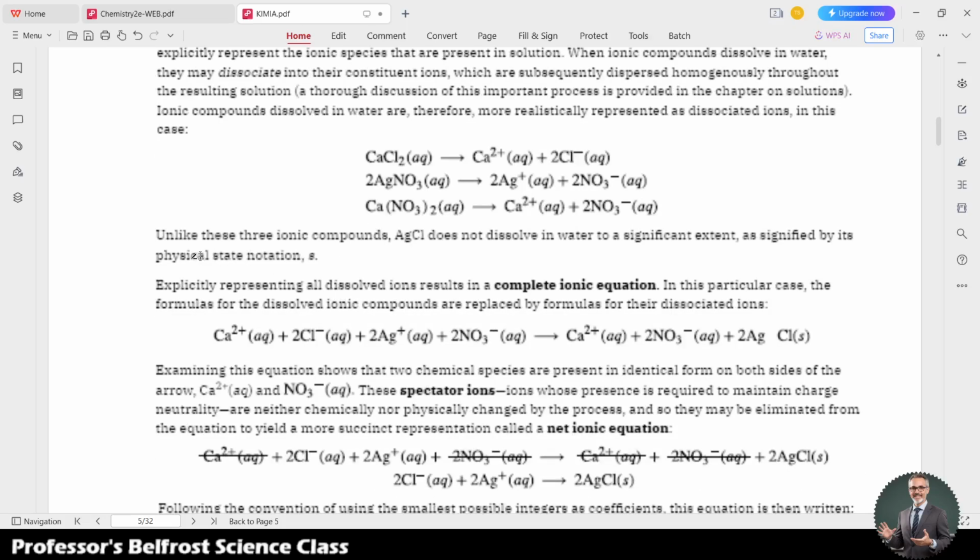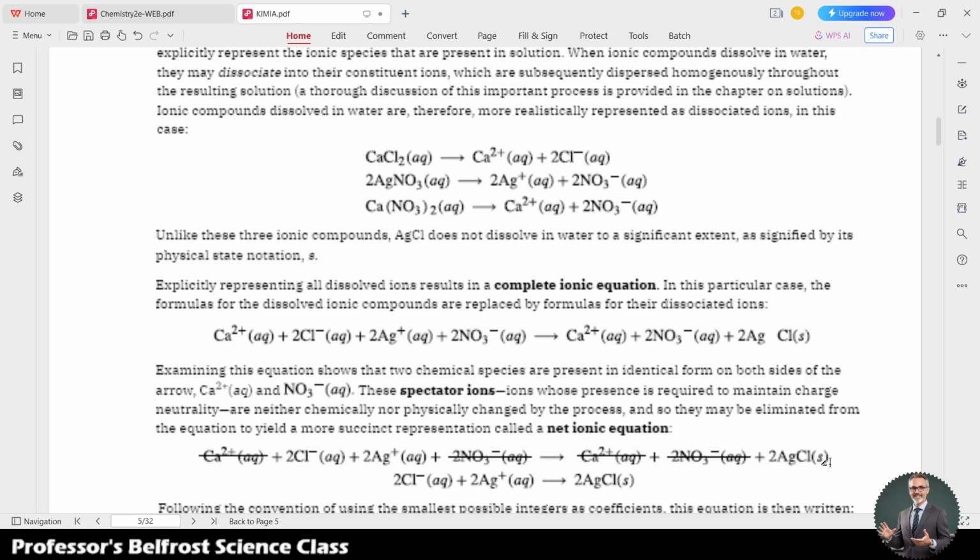Explicitly representing all the dissolved ions results in a complete ionic equation, which we can write by replacing the respective chemical formula with its ion species. For example, CaCl2 becomes Ca2+ and 2Cl-, and the others follow.